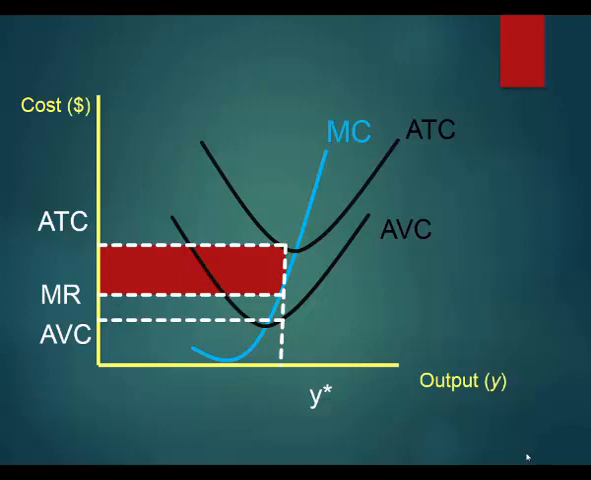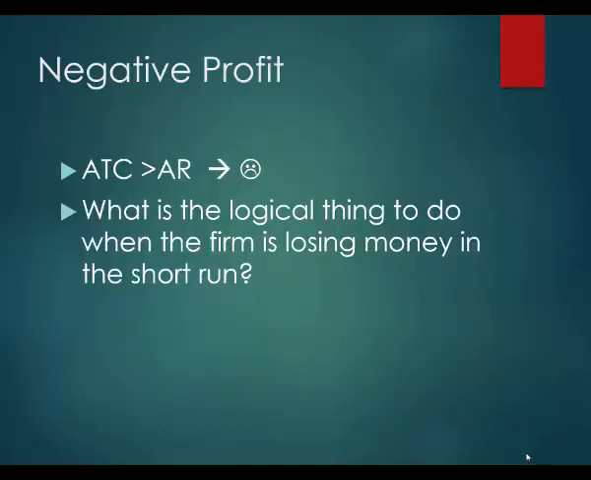And we're in this kind of nasty situation where the average total cost is more than the average revenue, and that's just kind of bad news. So just to summarize that, when average total cost is greater than average revenue, it's a bad thing. No one's happy about that.